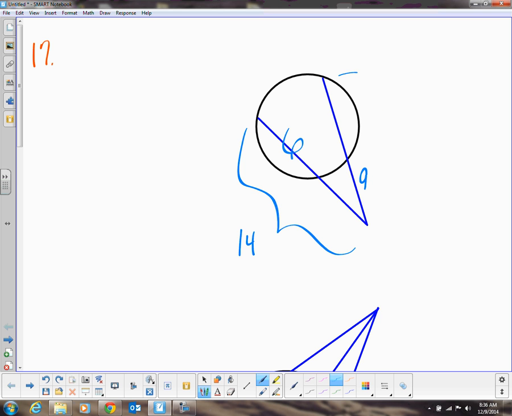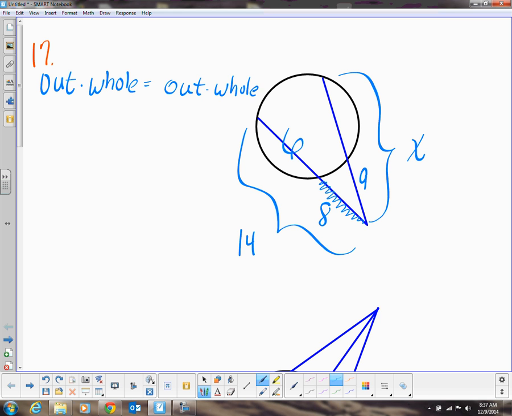Now, the easiest algebra is to let x be the whole thing. So what am I missing here? What's the outside? Close, 8. So now, the outside times the outside is equal to the outside times the whole. Now what do I do? 8 times 14 outside whole. Okay, 8 times 14 I believe is 112. 9 times x, divide by 9, you get 12.4.